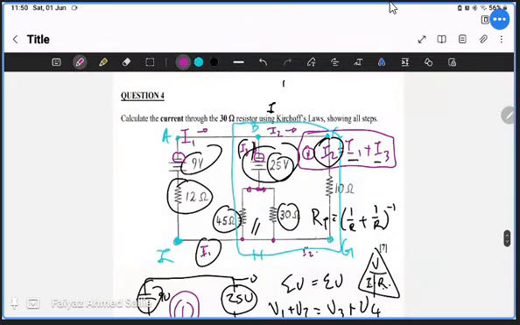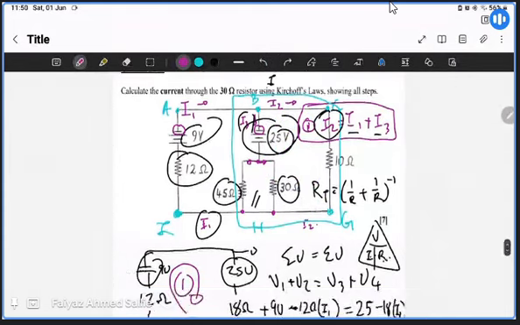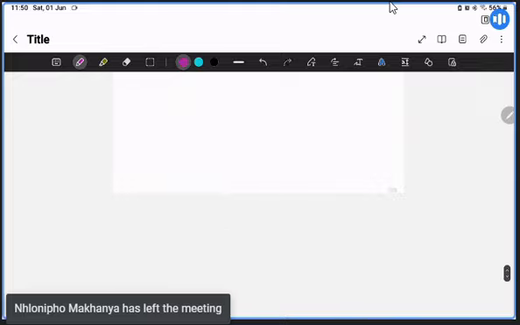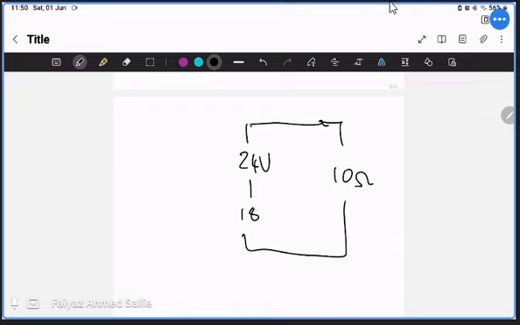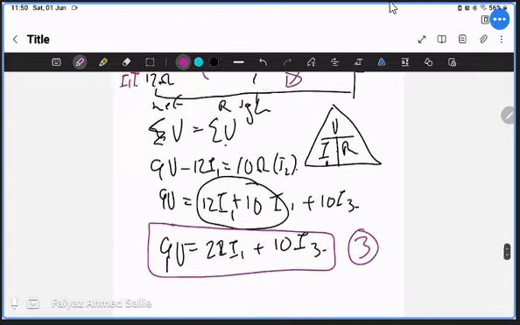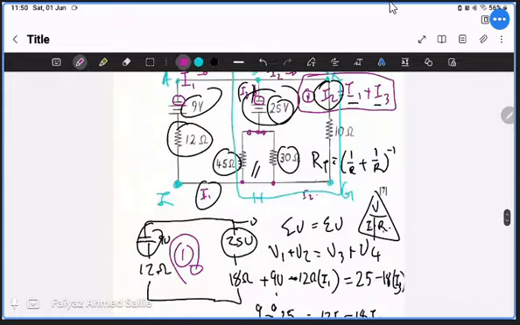So we have to solve this circuit over there. It's on your page. So it's 24 volts, 18, 10. So we need to solve this one over here.